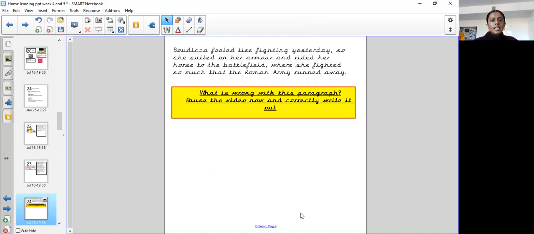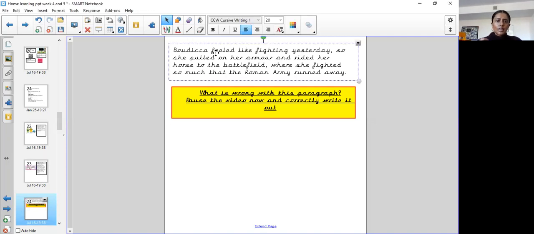So here is a sentence. Let's see what's wrong with this paragraph. When I've read the paragraph to you, I want you to pause the video and see if you can correctly write it out. Boudica felt like fighting yesterday, so she put it on her armour and rided her horse to the battlefield, where she fighted so much that the Roman army ran away. Let's see how we can change this paragraph.